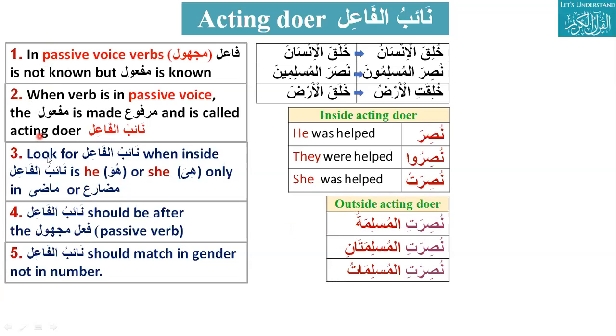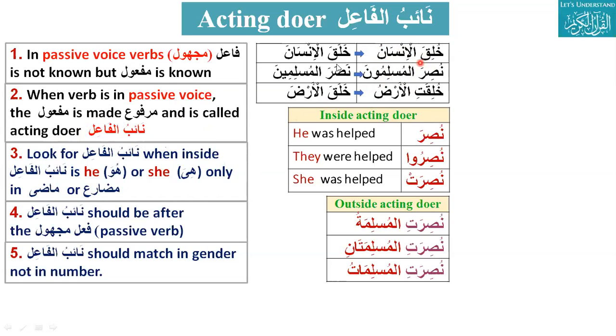Azhar bhai, can you please repeat the passive rules? In passive, the fa'il is majhul, not known. Jahila yajhalu, majhul, the thing which is unknown. So we have a verb in passive, and the maf'ul is made marfu', and that will be the acting doer, na'ibul fa'il.